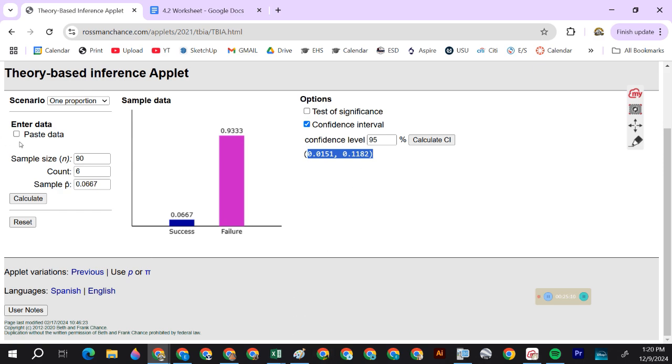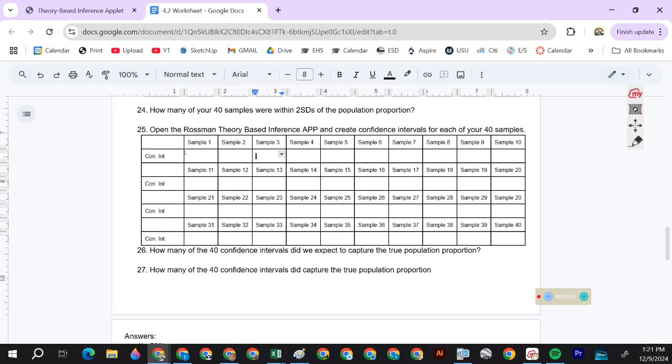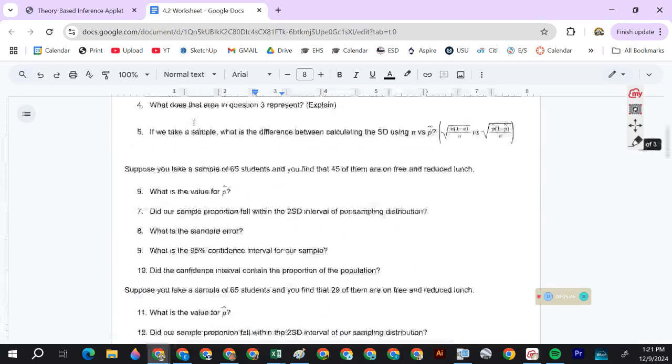So I write that down. And then my second count was 7. Calculate, there's my confidence interval. Did this confidence interval capture the true value? What is the true value? 11%. Does this confidence interval capture 11%? Yes. How many of those 40 do we expect to capture the true percent? 38. So it's actually not too bad. You can let the computer do most of the work. Okay, you have the rest of today to finish this. Get to work.